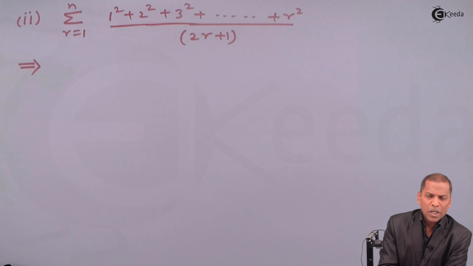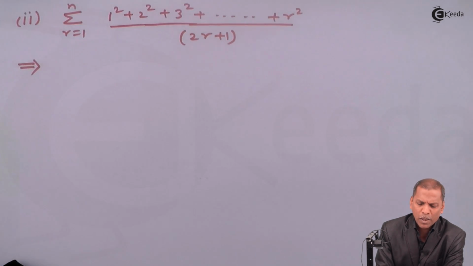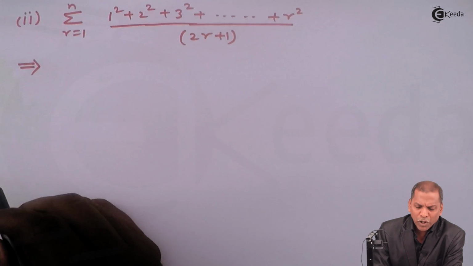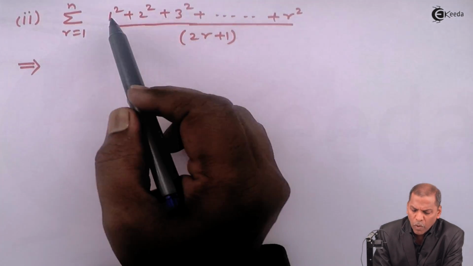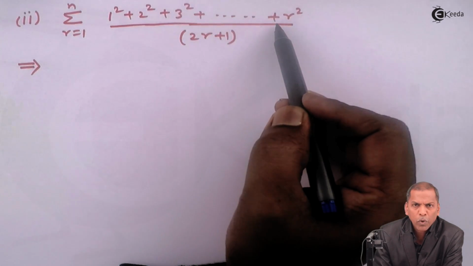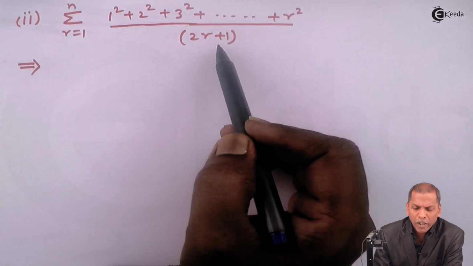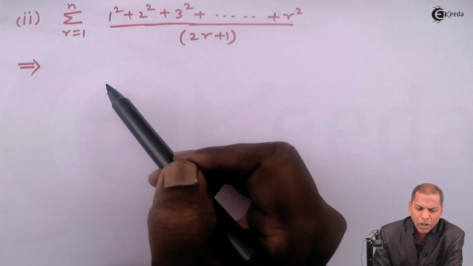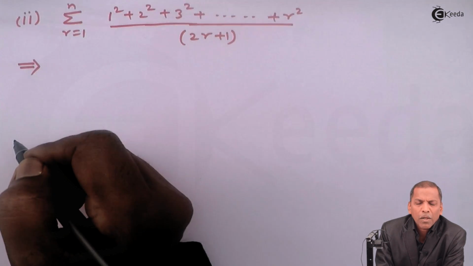Hello friends, now we see problem number 1 of question 2, which is also based on theorem 1, theorem 2, theorem 3 of chapter sequence and series. The sub question 2 is summation r takes value 1 to n of (1 square plus 2 square plus 3 square plus going on up to plus r square) whole thing divided by 2r plus 1. And for this question we have to find sum. So now let's see the solution.